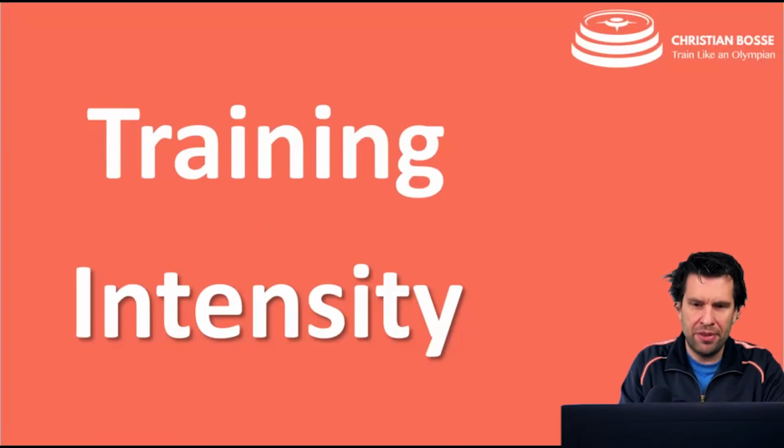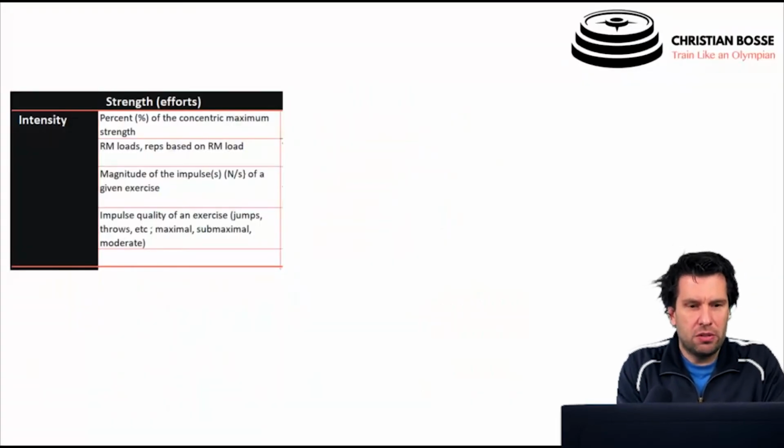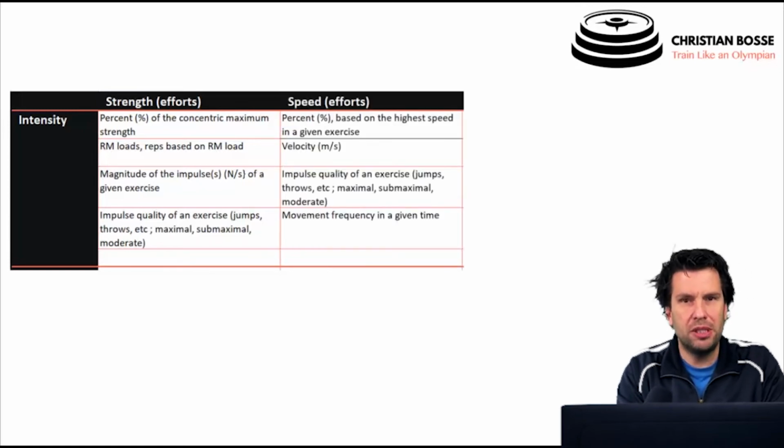So training intensity. If we look at strength efforts, training intensity can be expressed as a percentage of the maximum strength. It could also be expressed as RM loads. What are RM loads? Repetition maximum loads. It can also be expressed as the magnitude of impulse in a given exercise or the impulse quality of an exercise. If we look at speed, how can intensity be expressed? Speed efforts: percent based on the highest speed in a given exercise.